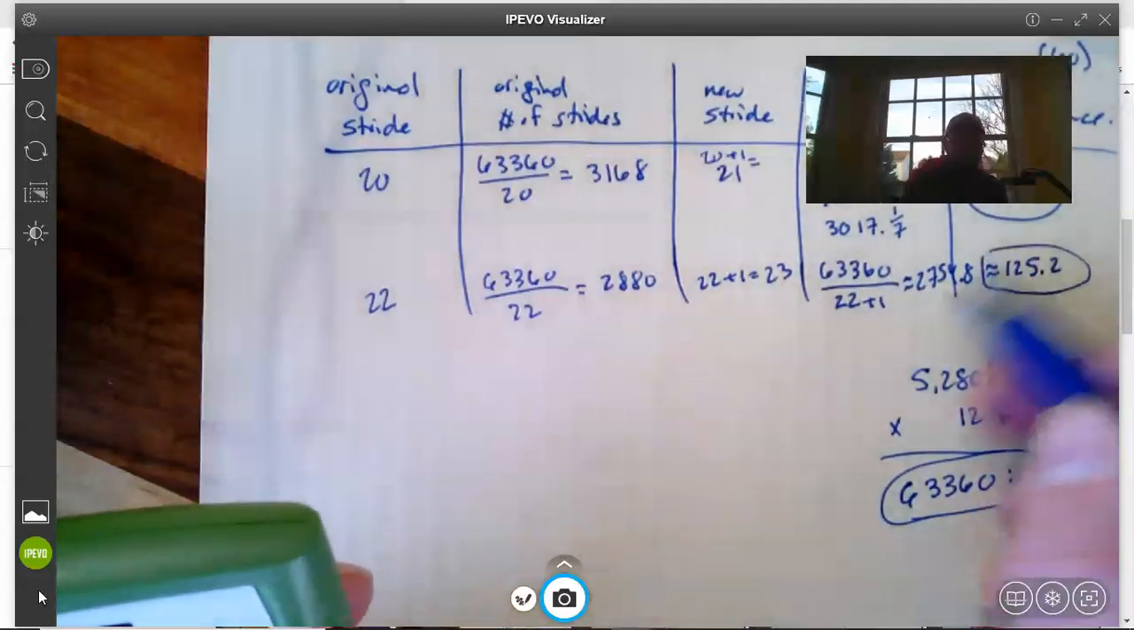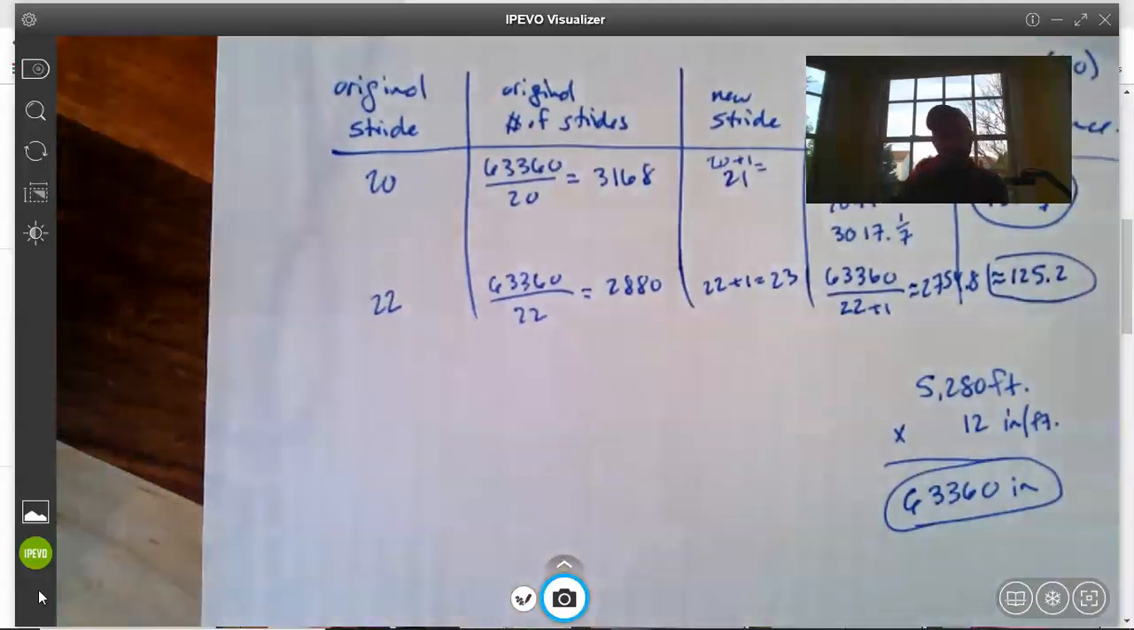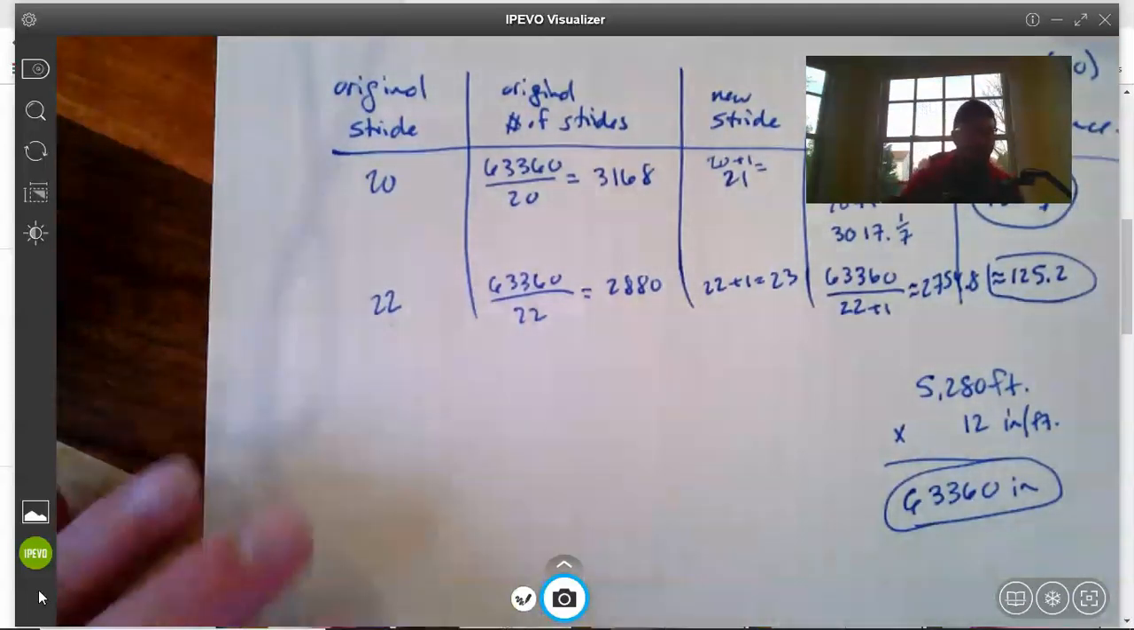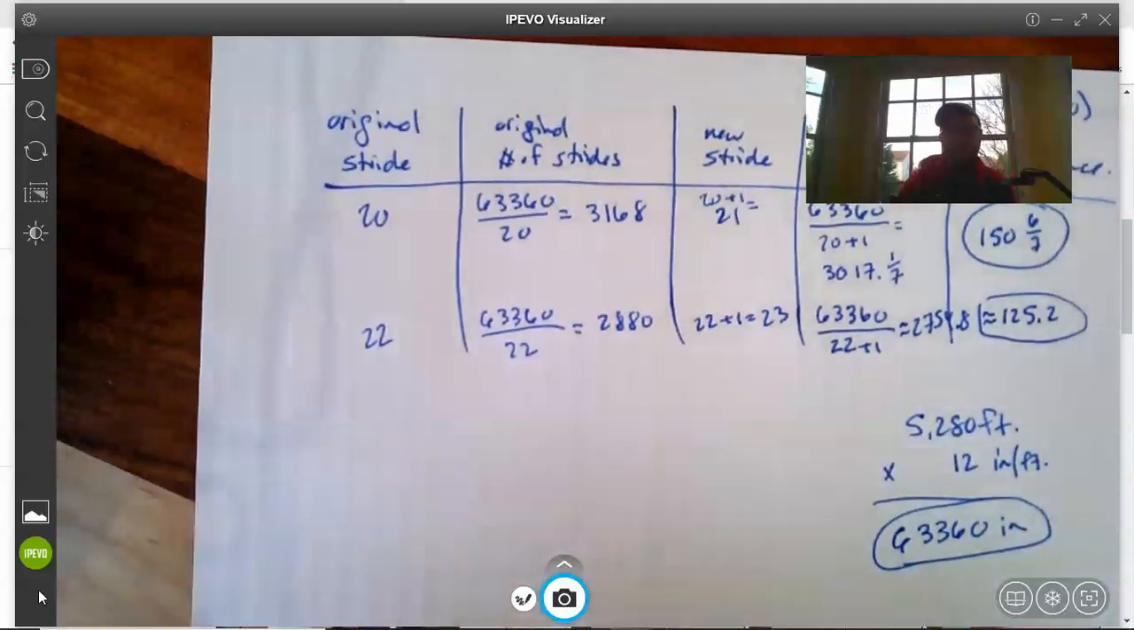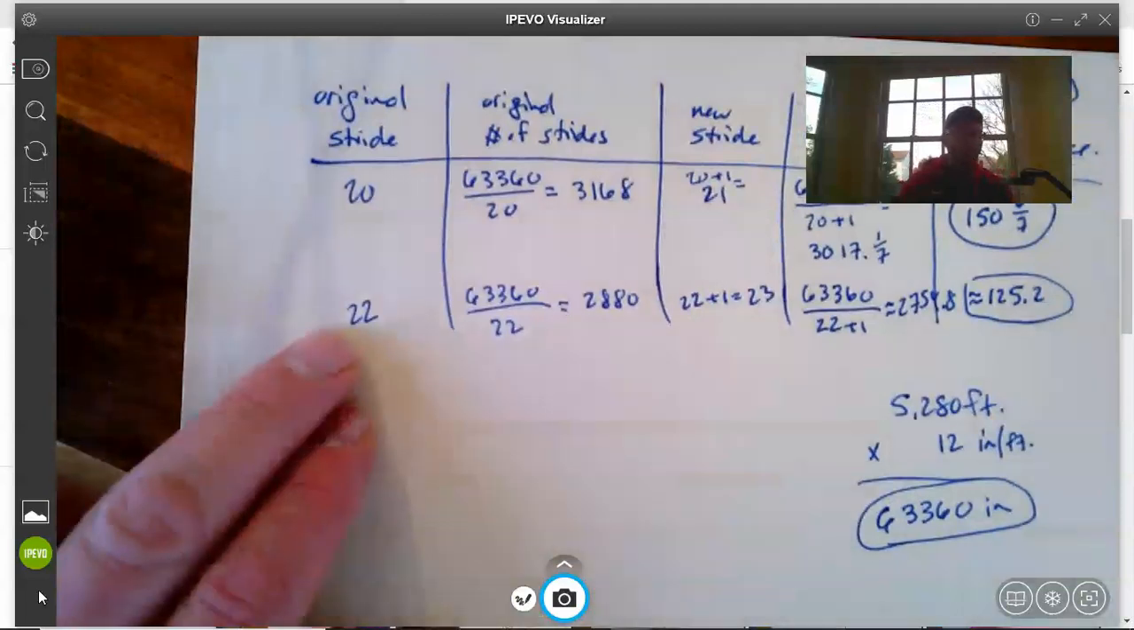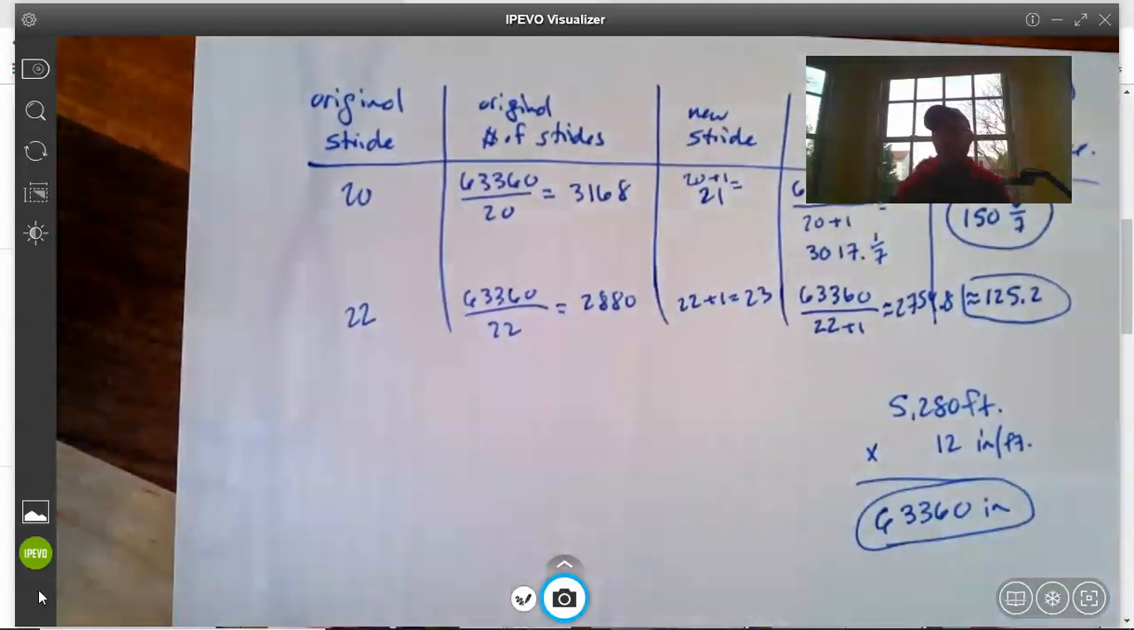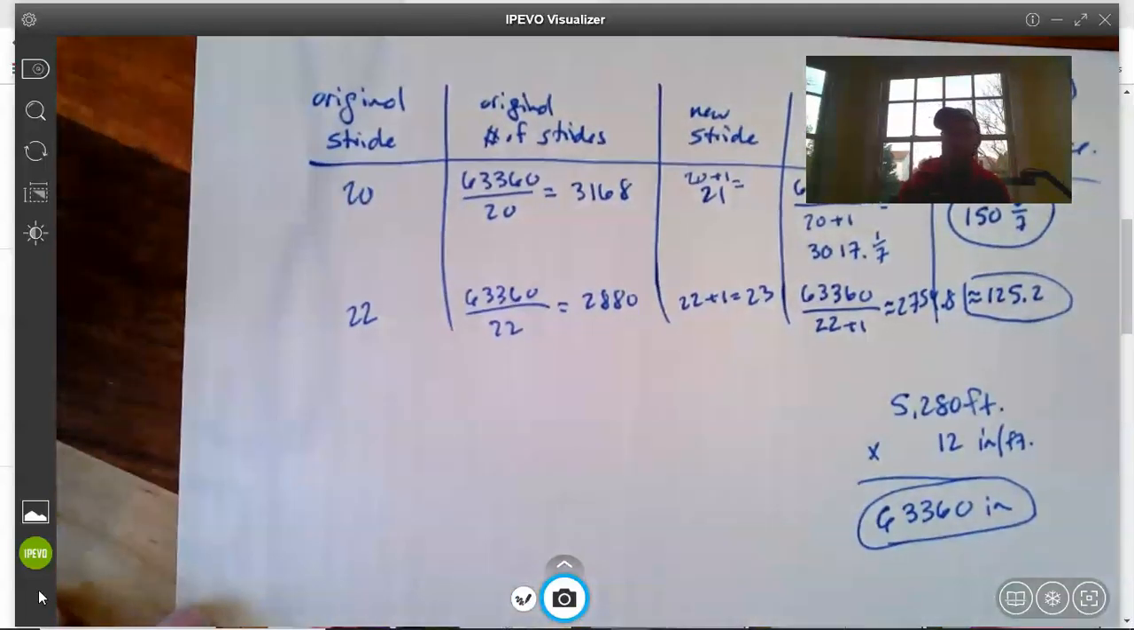Of course, as soon as I got this crazy decimal, I knew it wasn't going to be an even 60. But I do want to check to see whether we're headed in the right direction or not. All right, so we went from 150 to 125. So it looks like we're headed in the right direction. Our original stride is going to be something bigger. We don't need to guess something smaller than 20.